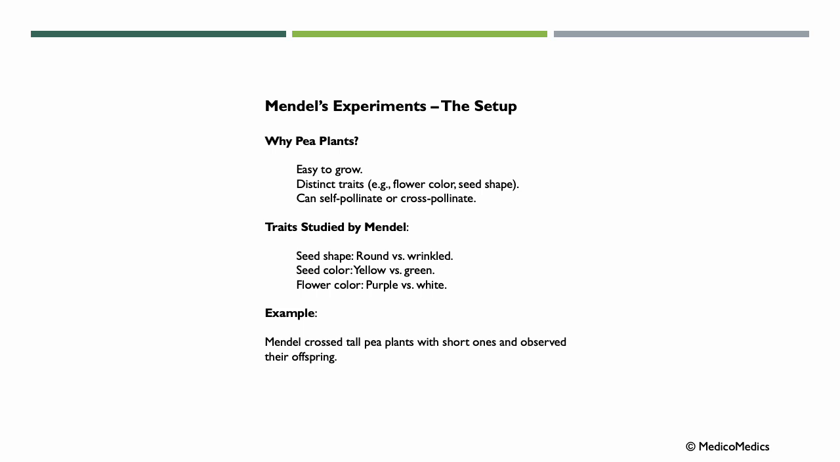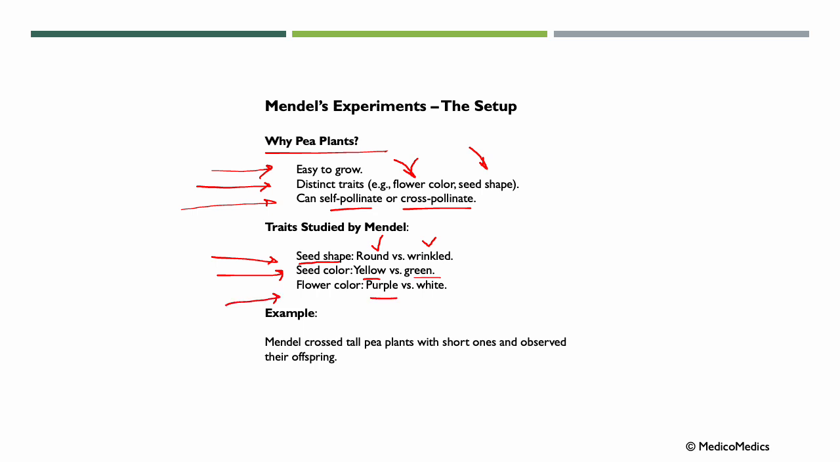So Mendel's experiments, the setup. Why pea plants? Because A, they are easy to grow. They have distinct traits like flower color and seed shape, and they can self-pollinate and/or cross-pollinate. And the traits studied by Mendel included seed shape, so round versus wrinkled, seed color, yellow versus green, and flower color, purple versus white.